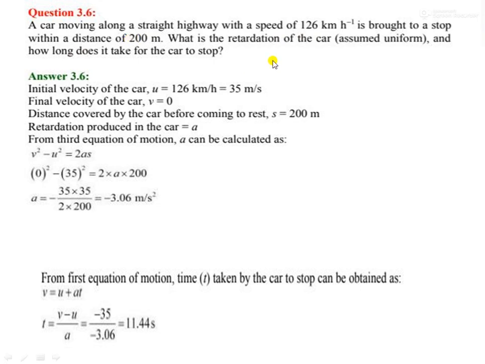So the initial speed is 126 km per hour, that you will convert into meter per second. So it becomes 35 meter per second. Final speed is 0. So v is 0. Distance covered is 200 meter. So you will be applying the third equation of motion, that is v square minus u square equal to 2as. So when you put the values, you find the value of acceleration, that is minus 3.06. The minus sign shows that it is retardation.